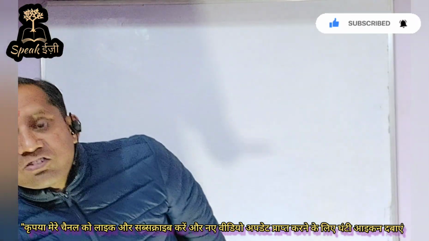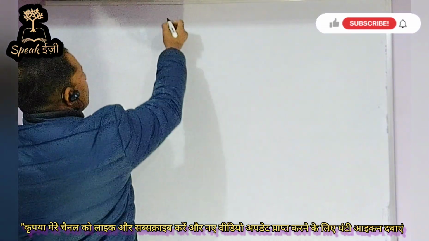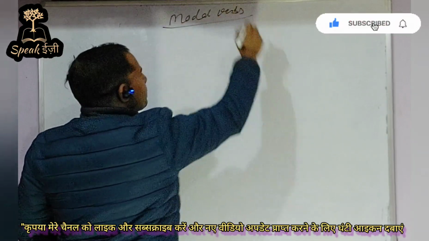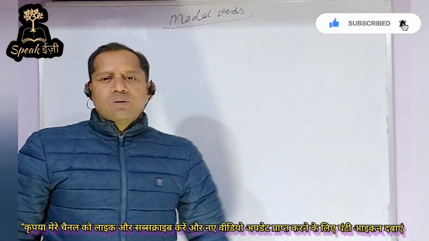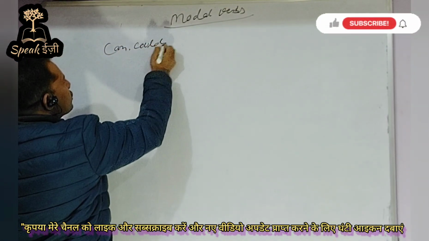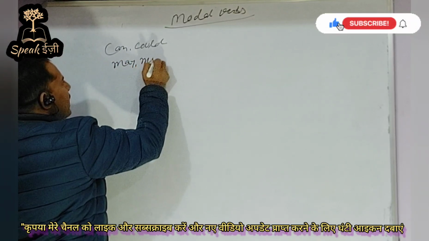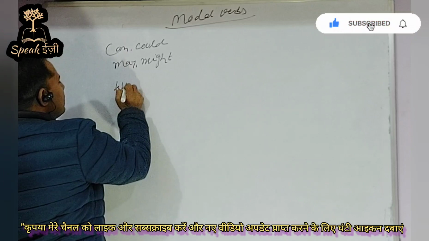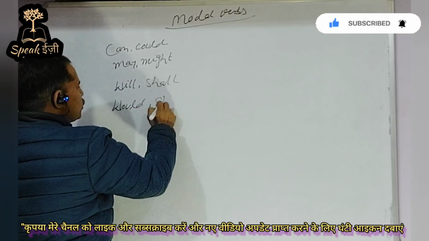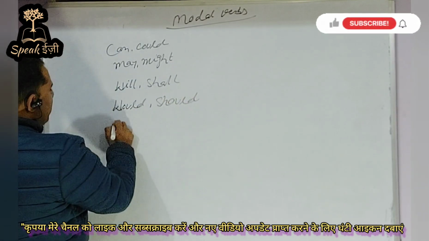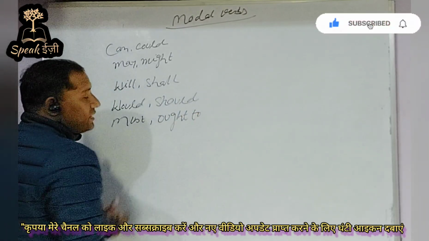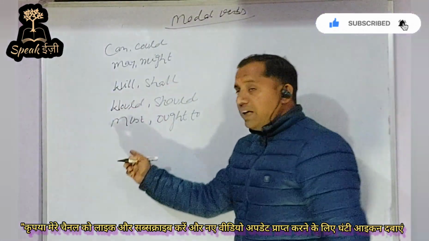Our next type of verb is called modal verbs. So what are the modal verbs? Modal verbs are those verbs like can, could, may, might, will, shall, would, should, must, and ought to. These are the 10 modal verbs in English.